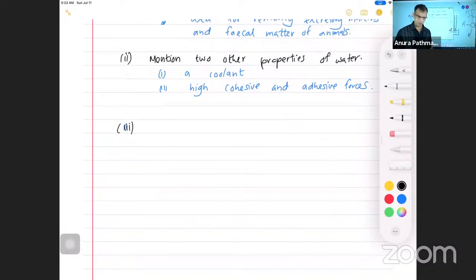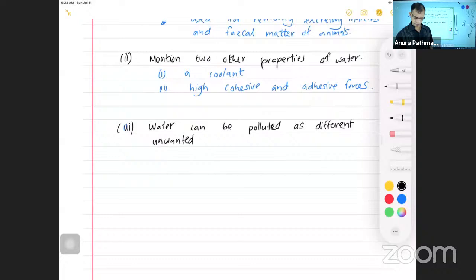High cohesive and adhesive forces. Next, water can be polluted as different, unwanted, harmful solutes, S-O-L-U-T-E, are added.